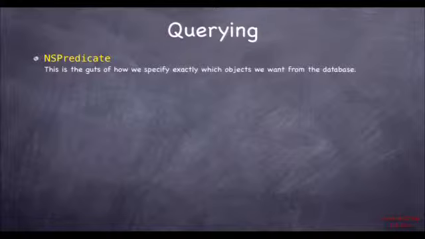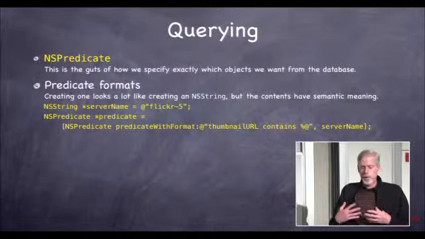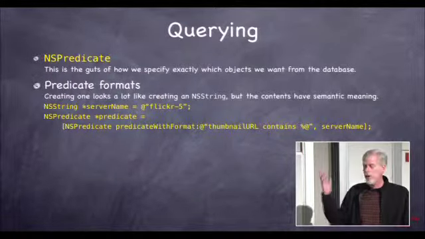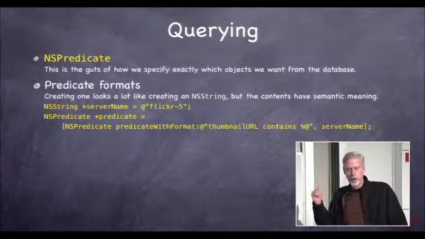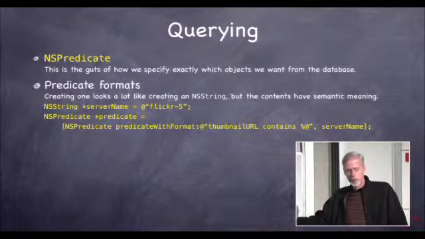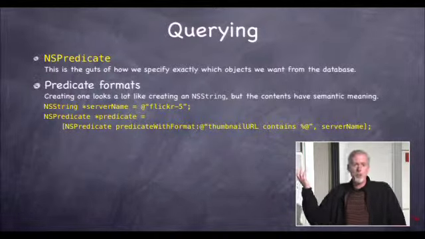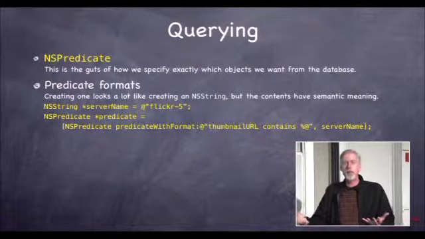Predicate. This is the guts of how you specify which objects you want. So if I were going to say, give me all the photos that have thumbnail URLs that are served up by server Flickr 5, then I would create this predicate using predicateWithFormat, which is thumbnailURL contains %@, and then I would give the server name Flickr 5. So it looks a little bit like NSString with format, and it is very much like that, except that obviously the contents have semantic meaning.